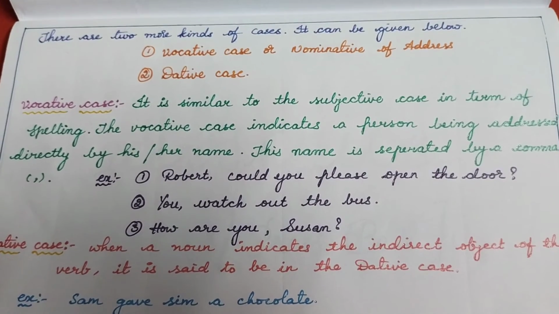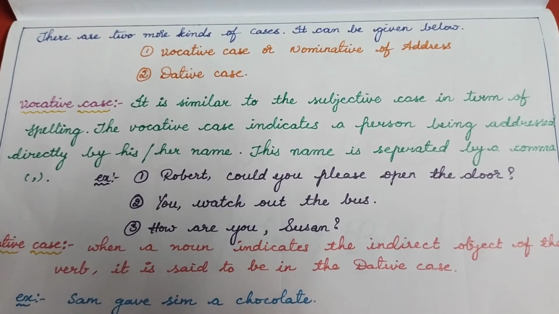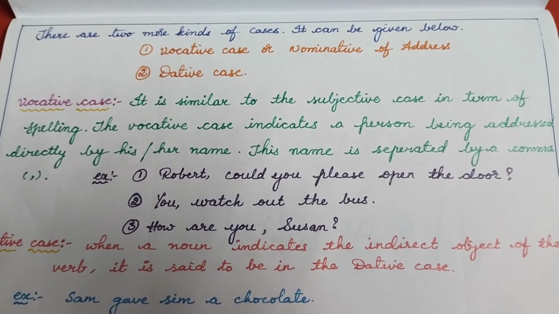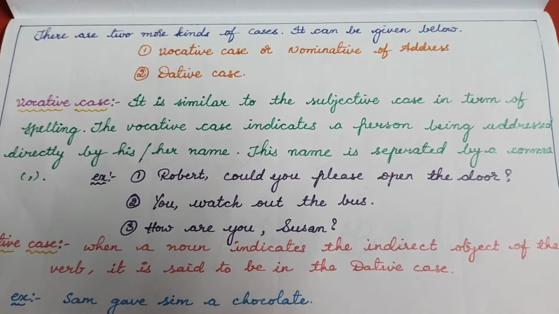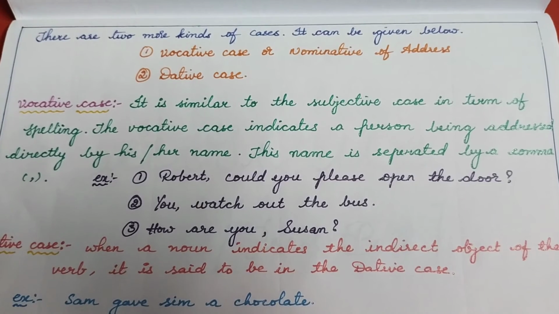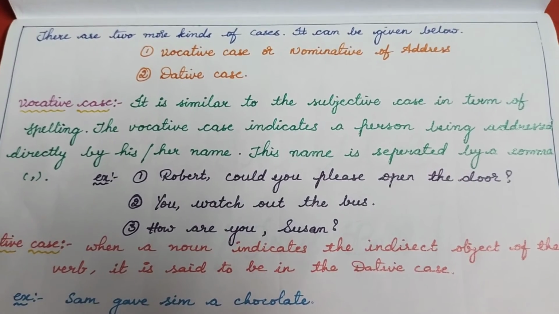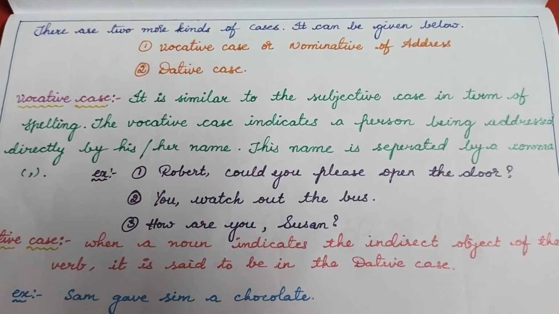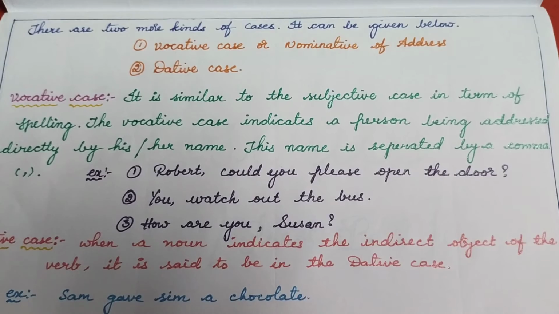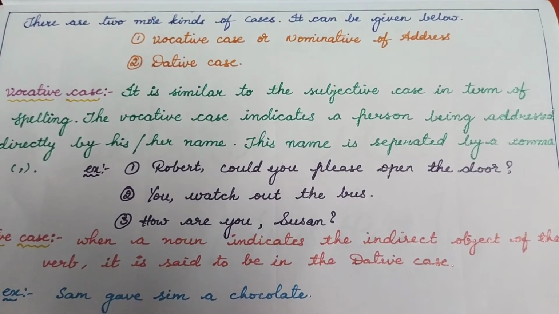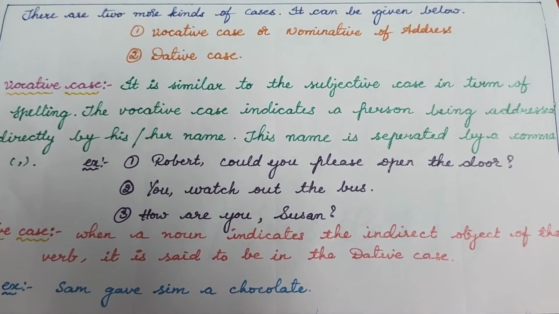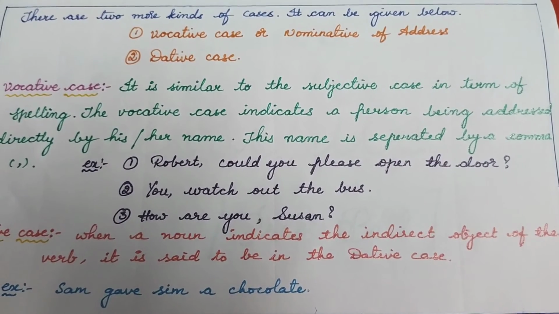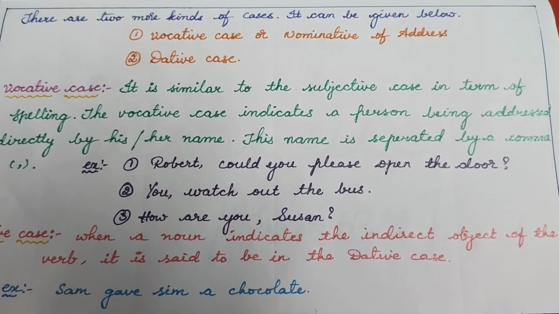So let us move to the last remaining cases of noun. There are two more kinds of cases. They can be given below: vocative case or nominative of address, and the second type is dative case. The names might be somewhat technical, but there is a simple understanding in the meanings of the definitions for them. The vocative case is similar to the subjective case in terms of spelling, which is very similar to the subjective case we have learned earlier.